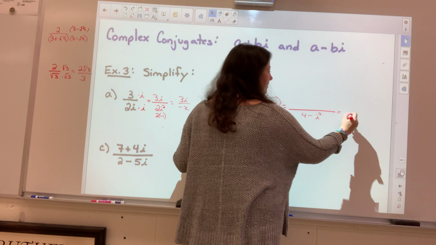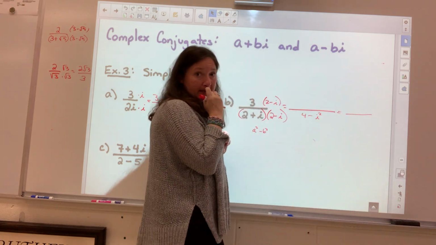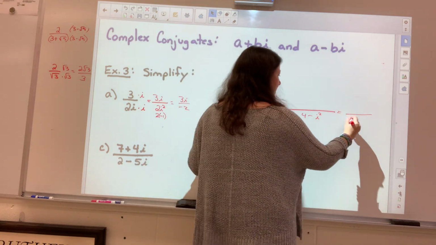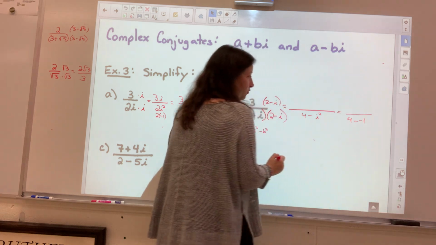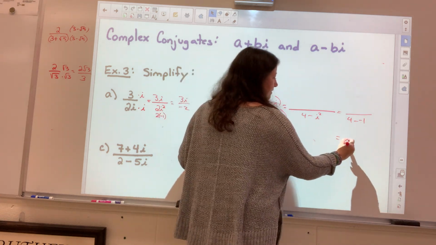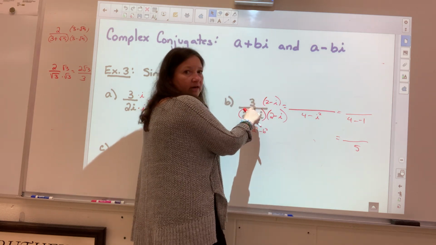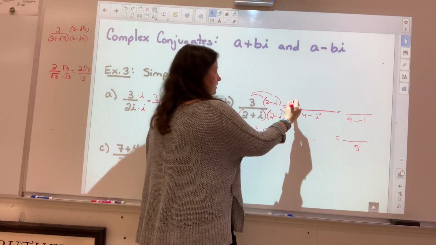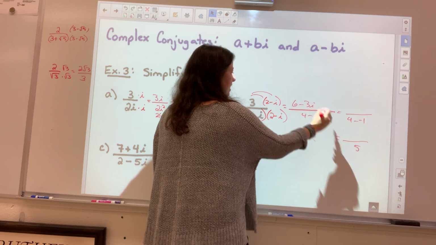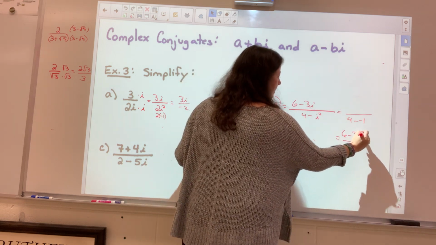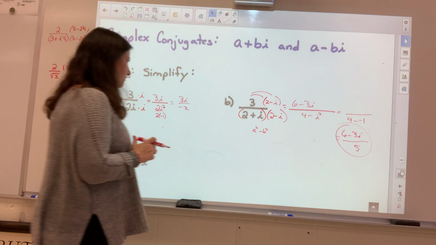Let's finish the bottom. What do we know i squared makes? i squared makes negative 1. What's 4 minus negative 1 make? 5 on the bottom. Up top, what are we going to do with the 3? We're going to distribute and get 6 minus 3i. So 6 minus 3i over 5 is your final answer.